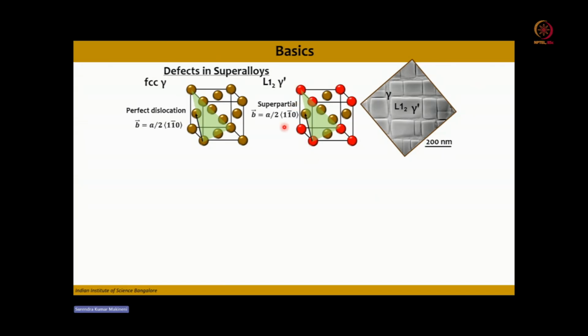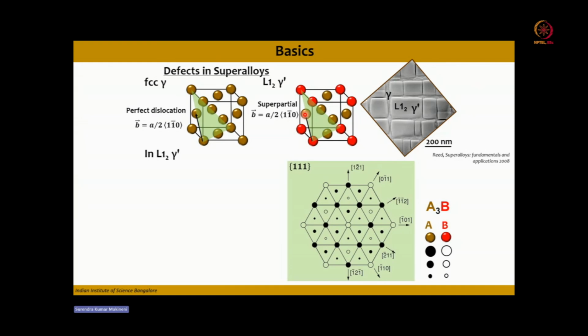However, you can see the a/2 <1 1bar 0> vector from the red to this golden color atom, half of the 0 position. This vector is called a super partial dislocation. So the perfect dislocation in FCC gamma is a super partial dislocation in the ordered gamma prime unit cell. Due to this ordered nature, it produces different types of defects on the {111} plane.